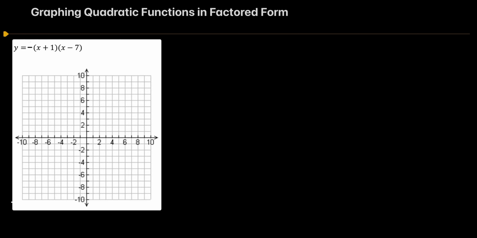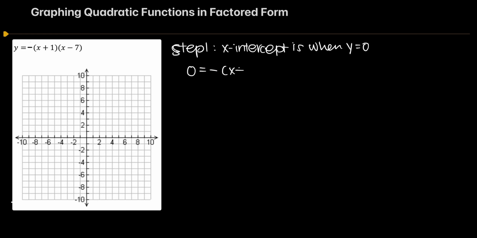But for here, the first thing, step 1, we're going to find our x-intercept. X-intercept is when y is equal to 0. So I'm going to rewrite this equation. We have 0 equals negative x plus 1, x minus 7. So then we know either x plus 1 is equal to 0 or x minus 7 is equal to 0.